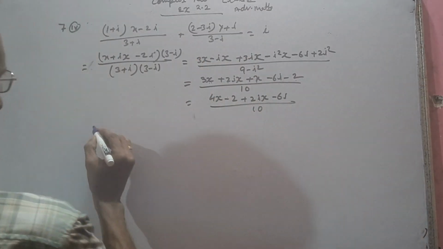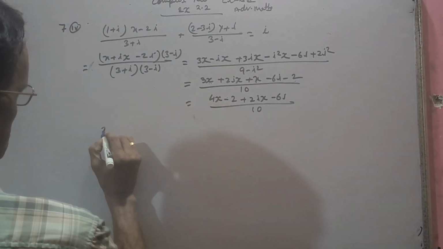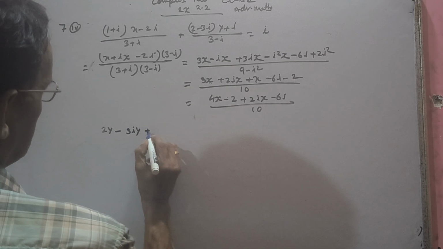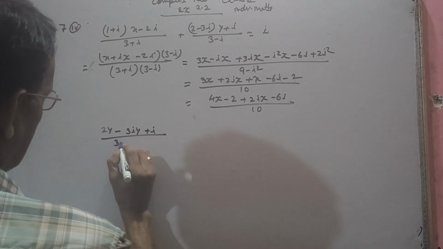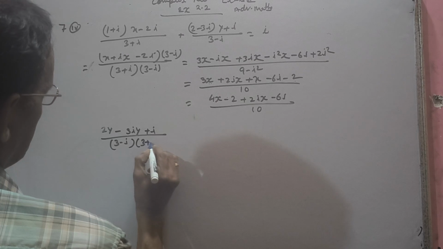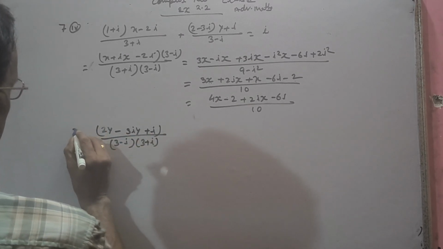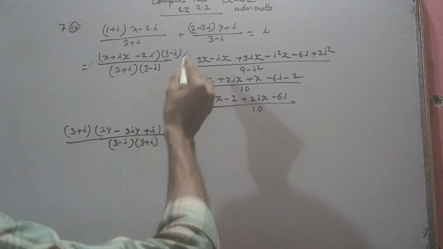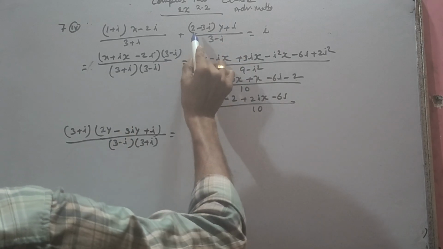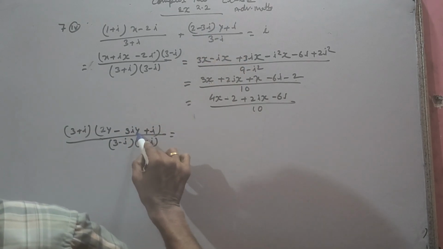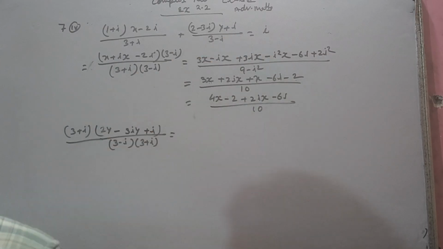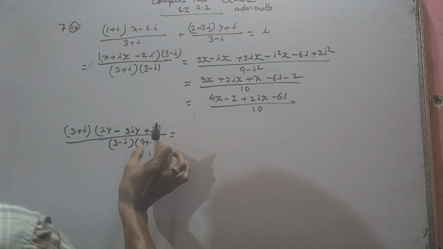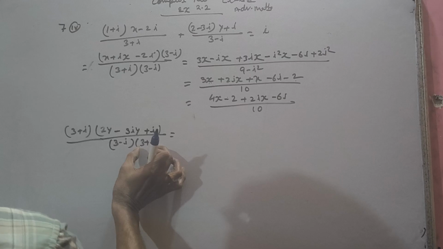Now multiply the second one. Remove the bracket here: twice y minus 3iy plus i, by 3 minus i, multiplied by 3 plus i, here also 3 plus i. Now simplify. Remove the bracket: twice y minus 3iy, and outside is plus i. This is the numerator. I remove this bracket only, and it was 3 minus i, so you need to multiply to make the numerator real. 3 plus i here also.